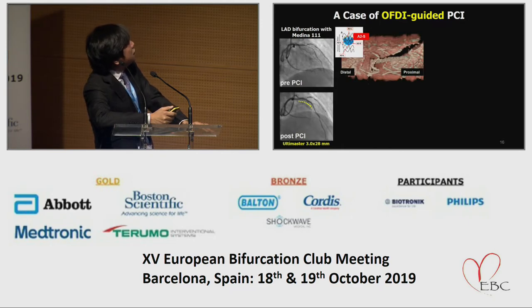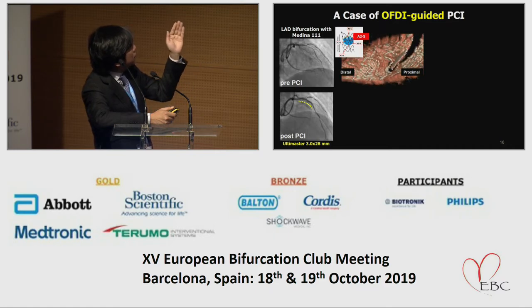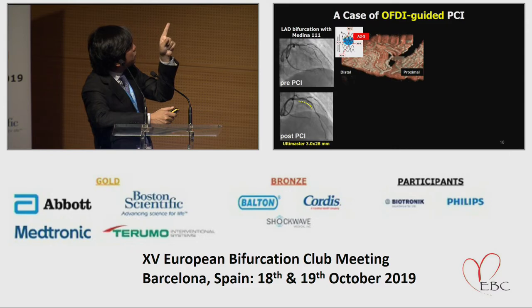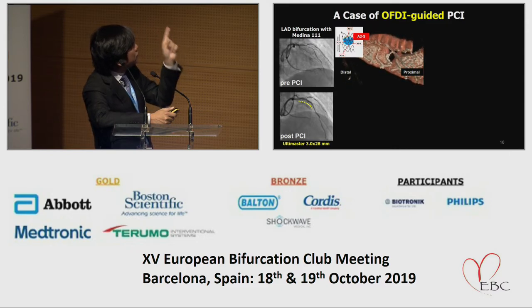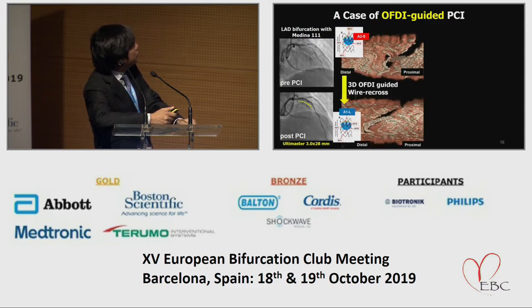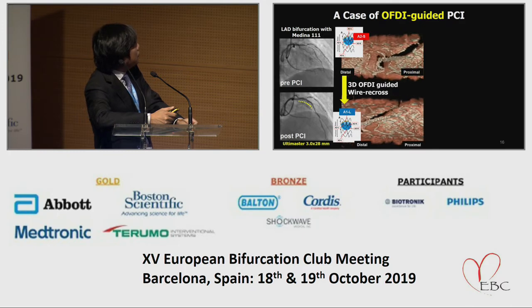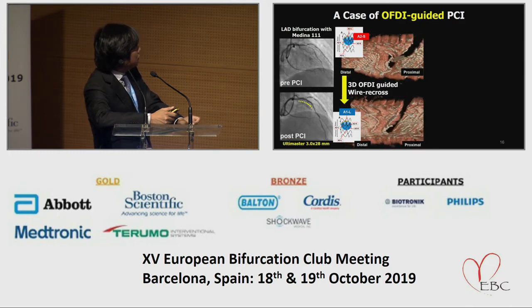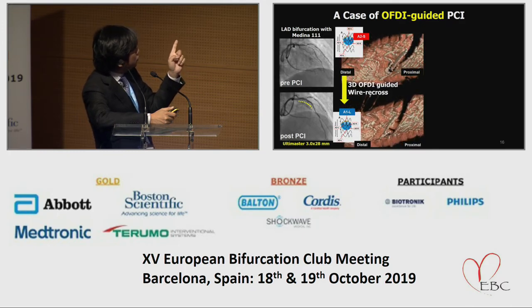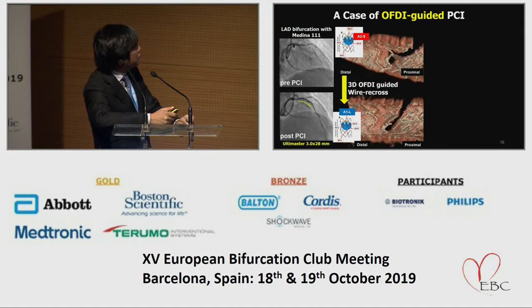This is a case of OFDI-guided PCI. So the first attempt was performed, and after the rewiring, OFDI was performed to see if the position is okay or not, but you can really see that the recrossing wire is in the proximal position, so we want to go for the distal position. So a second attempt was performed, and then 3D OFDI was repeated, and the second OFDI showed that the recrossing wire is now in the optimal position in the distal cell.